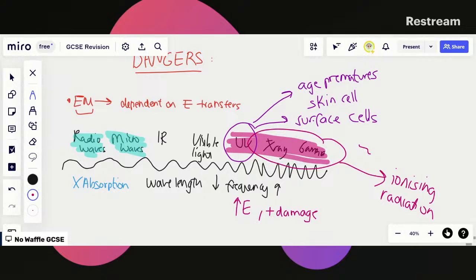So they knock electrons off your cells, and then this causes your normal body cells to start undergoing mitosis a lot quicker. And then because it happens so much, it causes cancers or tumors.